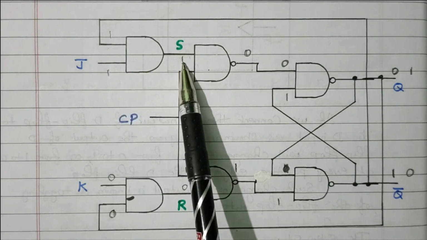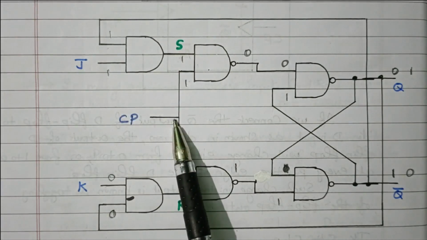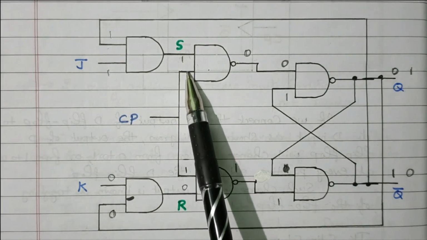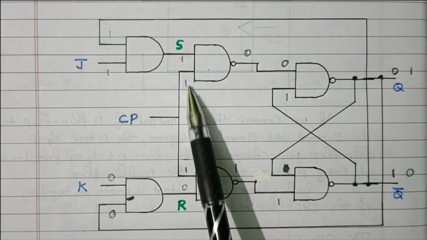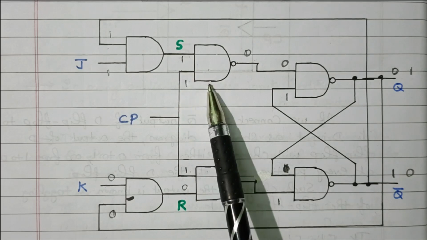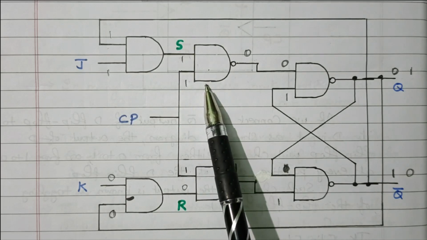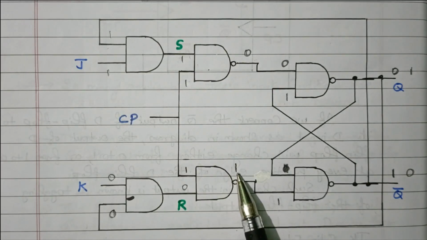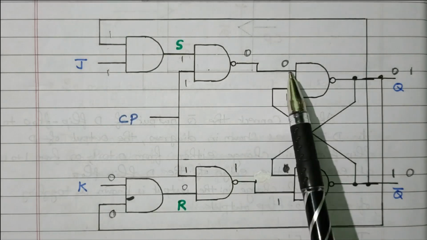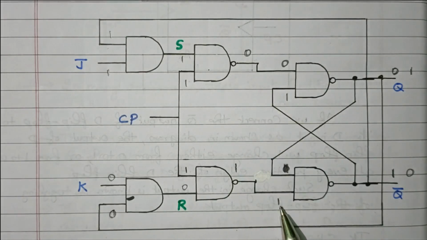0 0 means the output will be 0. 1 1 means the output will be 1. One more input is the clock pulse. So here both are 1. Here 0 and 1. Right. 1 into 1 means 1, but here NAND gate: AND gate output 1, NAND gate means 0. 0 and 1 means 0 in the AND gate, NAND gate means 1. Right. Now we got 0 here, 1 here.